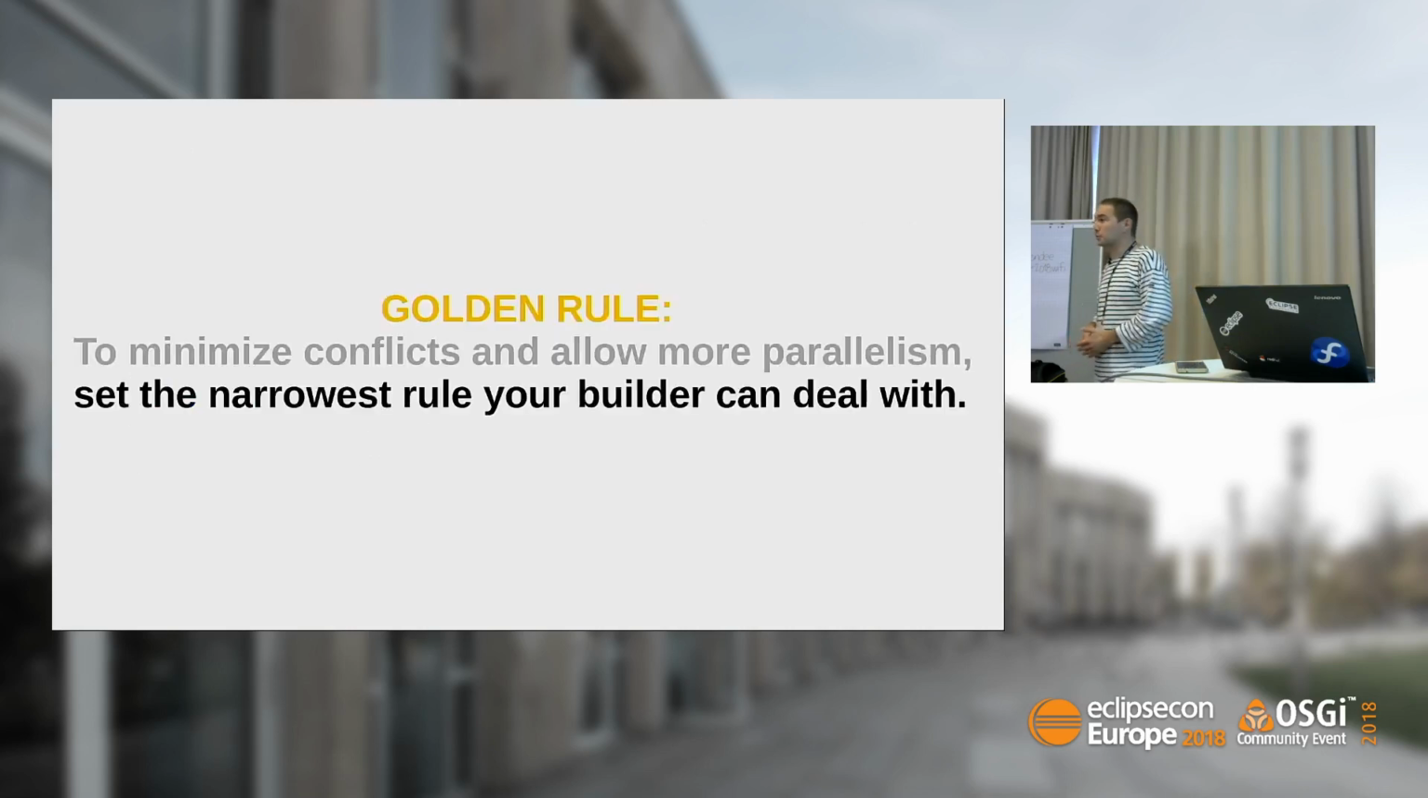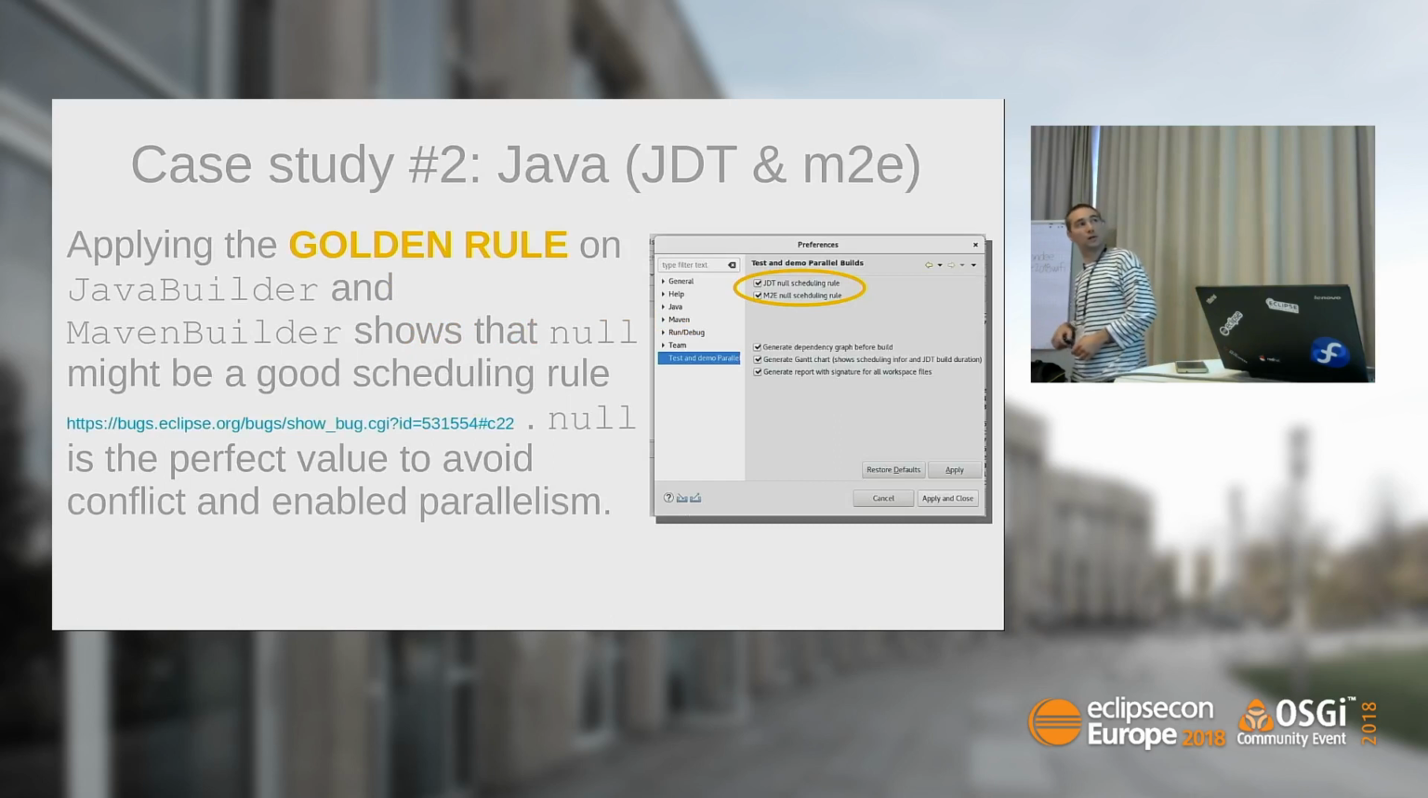To apply the golden rule, which is that to minimize conflicts and allow more parallelism, you should set the narrowest rule your builder can deal with. The demo tool has introduced the 2 preferences that you can see here, where you can force those builders, through the preference that they enabled some time ago in 2018-9, to have a null scheduling rule. And with this new scheduling rule, builds will happen in parallel.